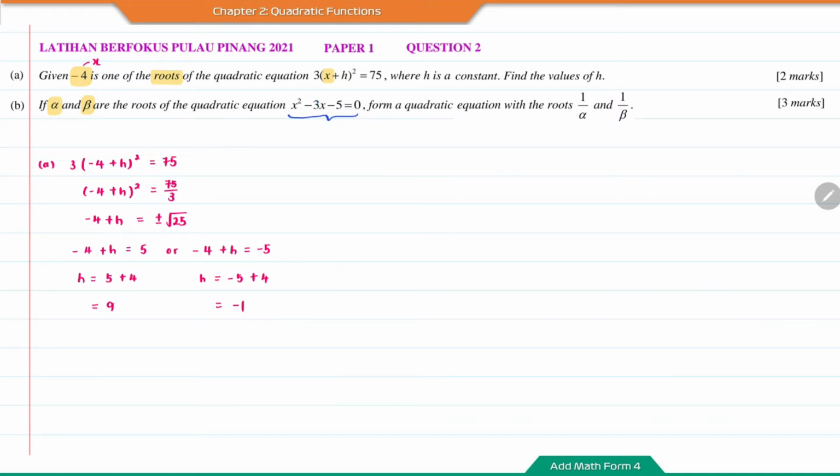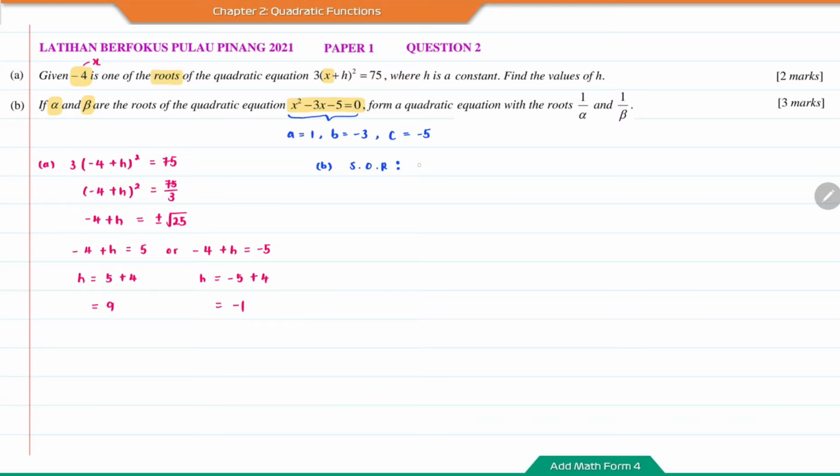So from these quadratic equations, which are already written in general form, by comparison, a is equal to 1, b is equal to negative 3, and c is equal to negative 5. So first, we're going to find the sum of roots and product of roots of these quadratic equations. So question b.